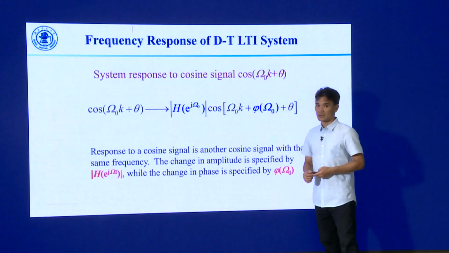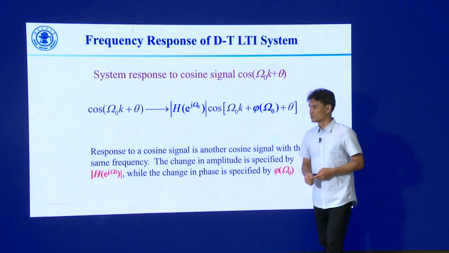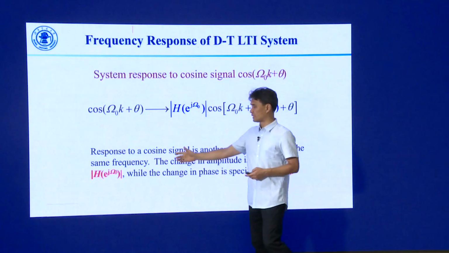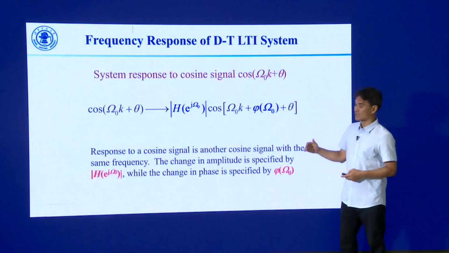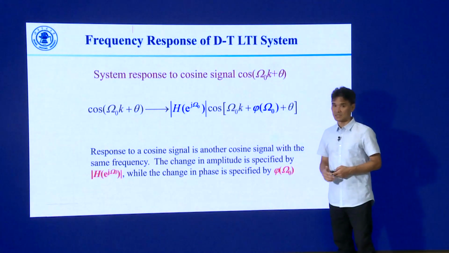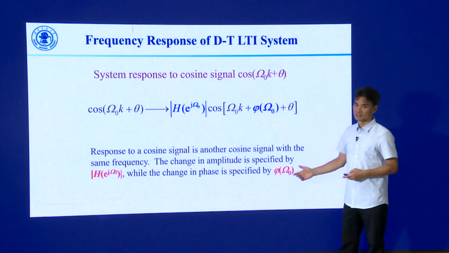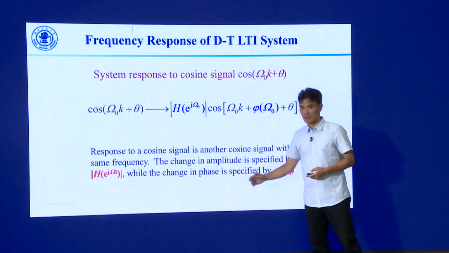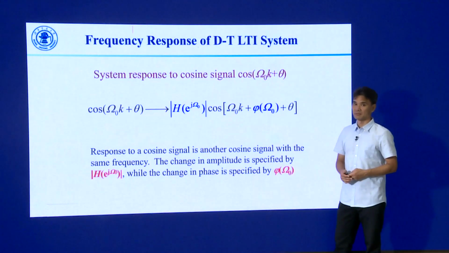Similarly, we can get the conclusion for the sine function. So when a discrete time LTI system responds to a sinusoidal signal, the output is another sinusoidal signal with the same frequency, but the amplitude and phase both will be modified by the system's amplitude response and phase response respectively.